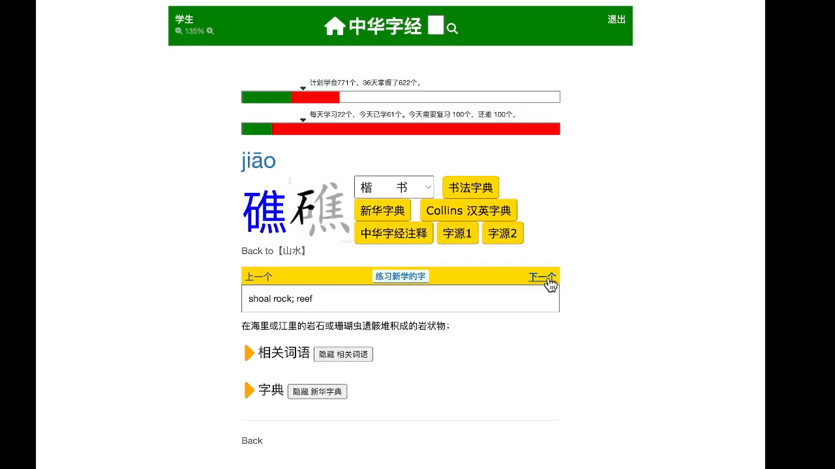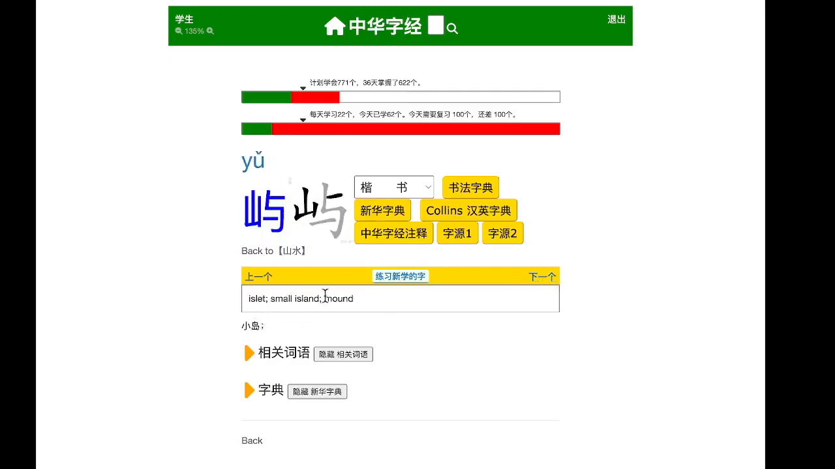礁 refers to shoals, rocks, reefs, sort of mass of rock or sediment, or reefs are actually animals, I think. Living organisms anyway. Hard stuff in the water. 礁. 屿 is a small island, an islet.